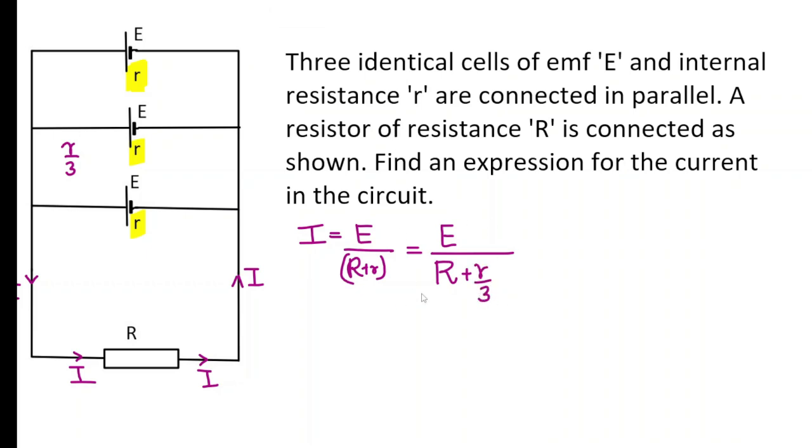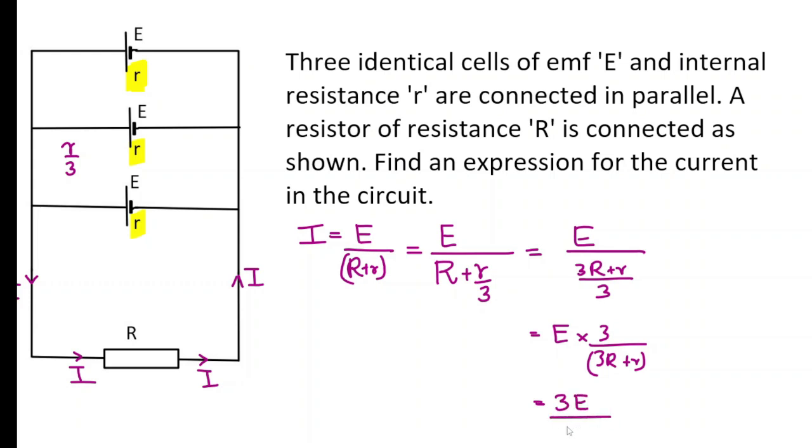Now, we just need a little bit of simplification to get the final expression. Let's get the common denominator of the bottom one to be 3. And this is 3R plus lowercase r. Now, this 3 can go to the top. So it's E divided by that, which is the same as E times 3 over 3R plus r. So my final expression is 3 capital E divided by 3 capital R plus lowercase r. That is the final answer.